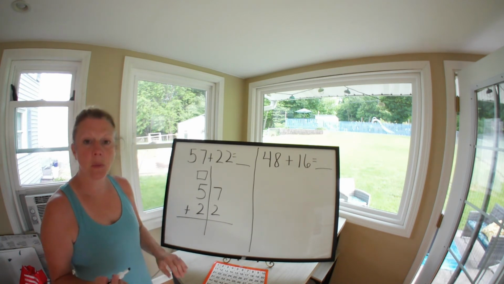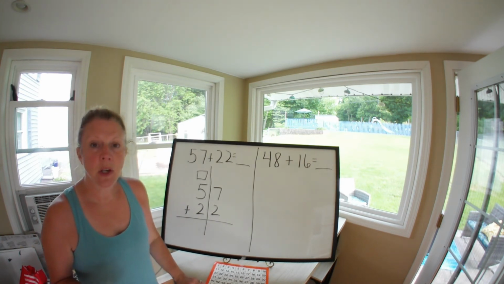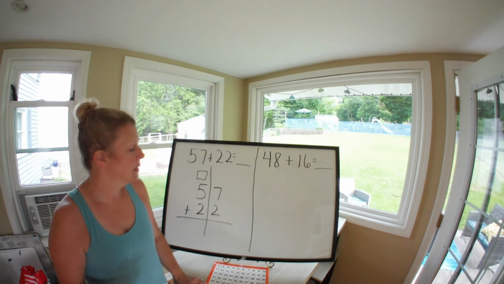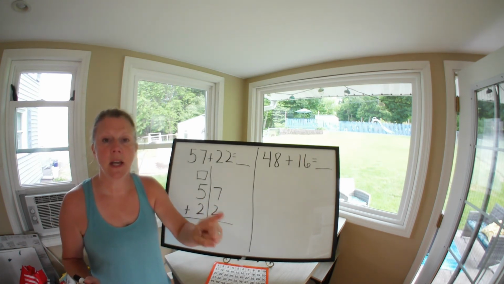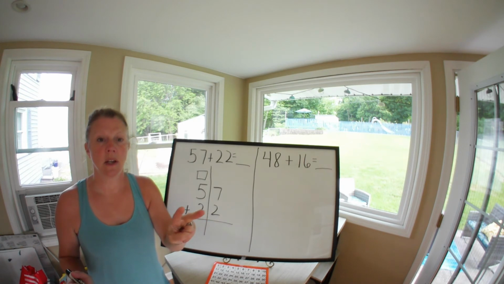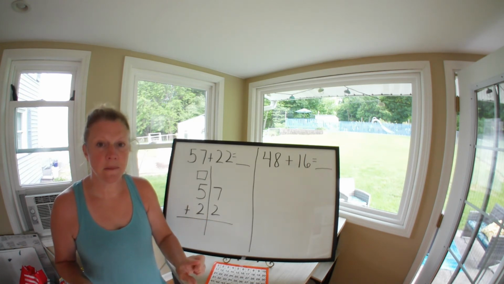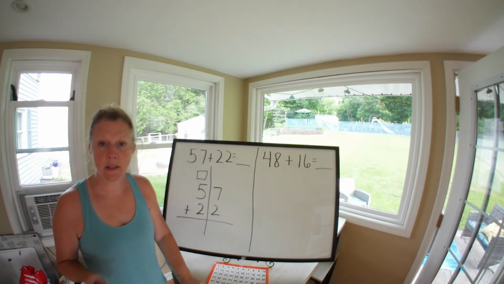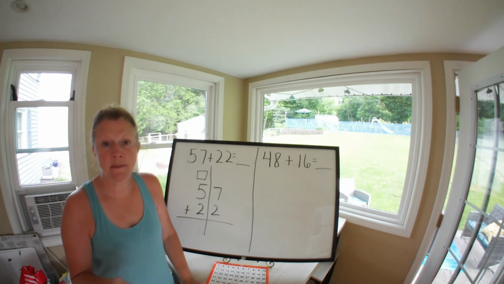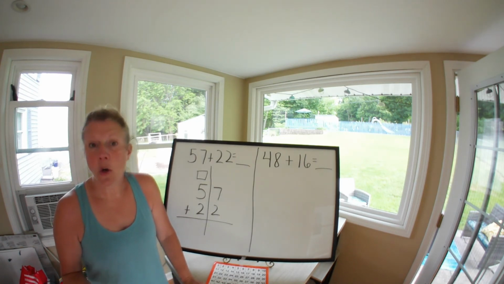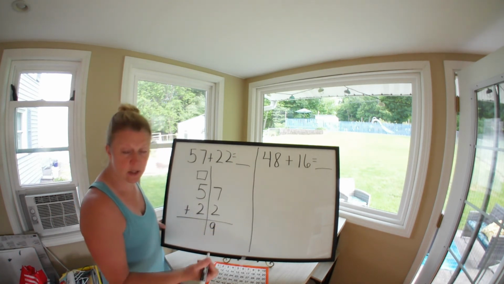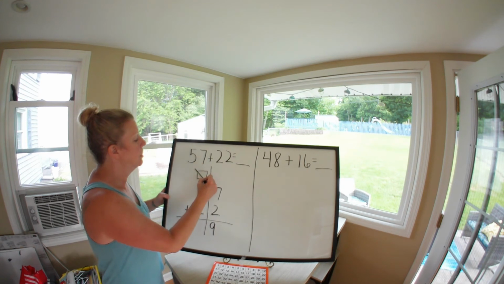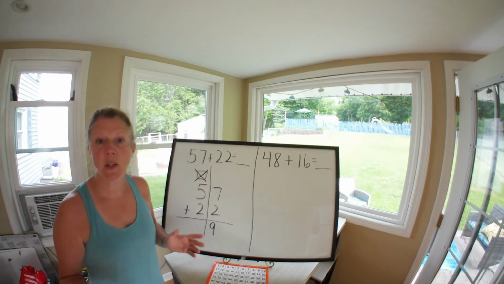Now, we're ready to start adding. So we always start with our ones. So I'm going to start here. 7 plus 2 more. So we have 7, 8, 9. Now, here's my question for you. Do I need my box? Because remember, that box is for our tens. If I have the number 9, do I have any tens? No, I don't. So I'm going to put the 9 here because the 9 has to go in the ones. And I'm actually going to put an X through the box because we don't need it.